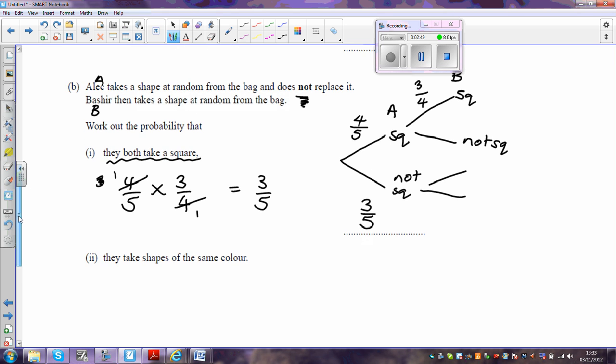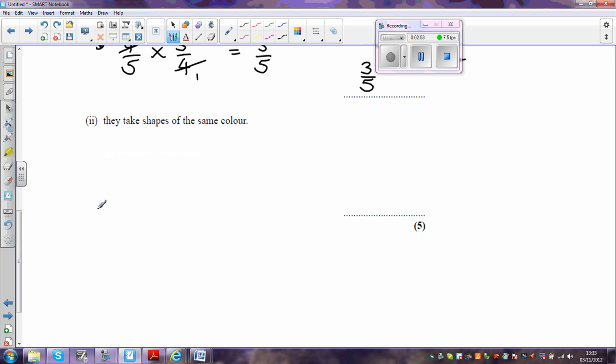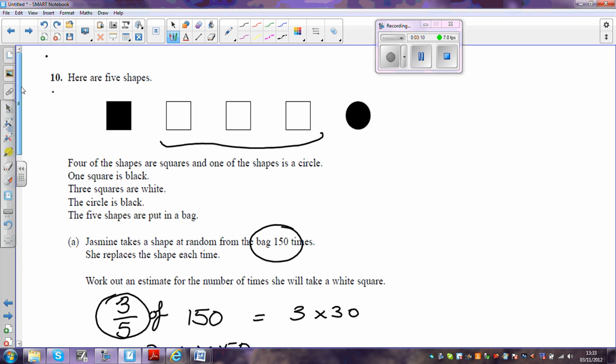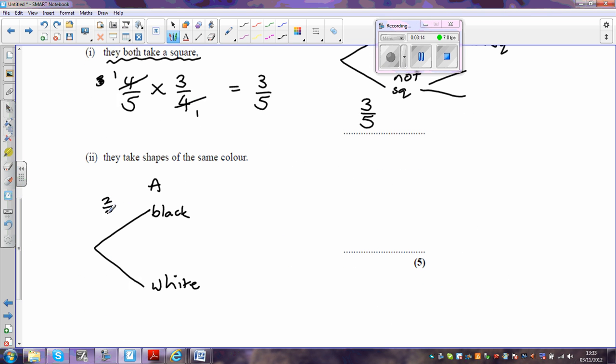Okay, right. Taking shapes of the same color is a little bit more complicated. Again, instead of choosing square and not square this time, our choices for Alec, person A, are that he could get a black or he could get a white. And those are the only options open to him. If we look back at our shapes, 2 of them are black and 3 of them are white. So the probability of getting a black is 2 out of 5, or 2/5. The probability of a white is 3/5, and that's for Alec.